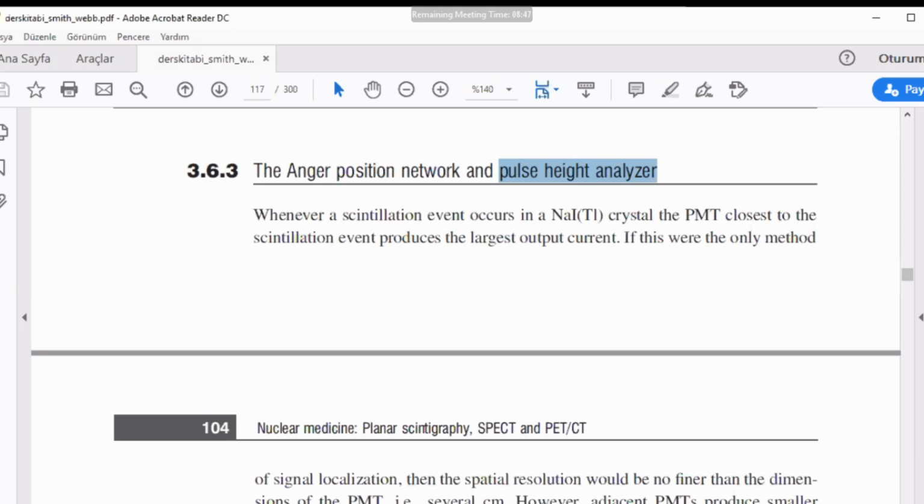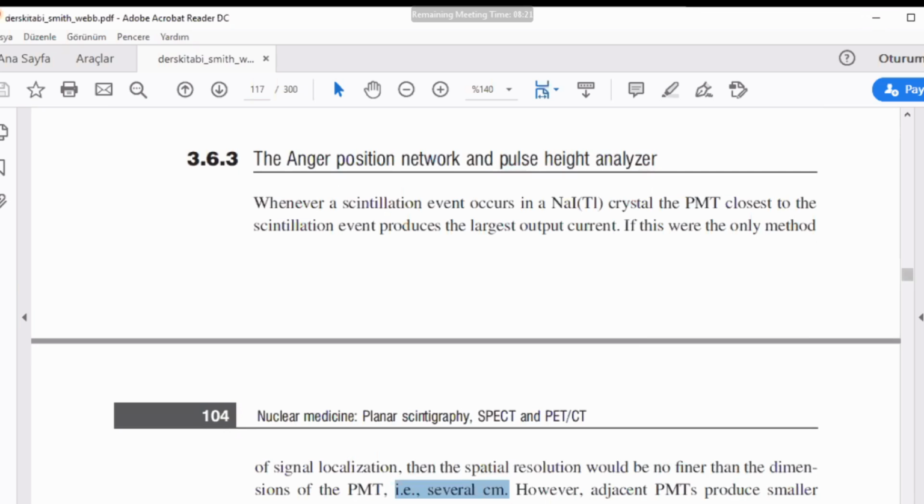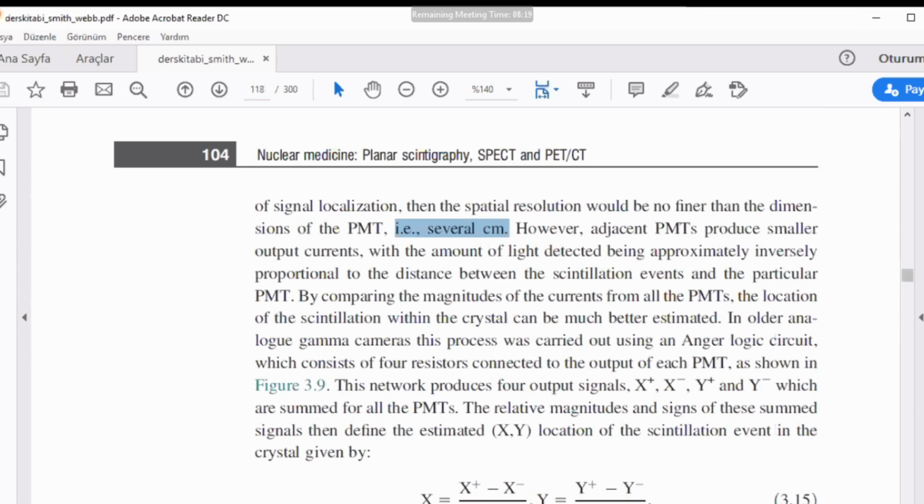or not. Okay. So whenever a scintillation event occurs in the sodium iodide crystal, the photomultiplier tube closest to the scintillation event produces the largest output current. If this were the only method of signal localization, then the spatial resolution would be no finer than the dimensions of a photomultiplier tube, several centimeters. Each tube, as the book said, has a diameter of several centimeters.